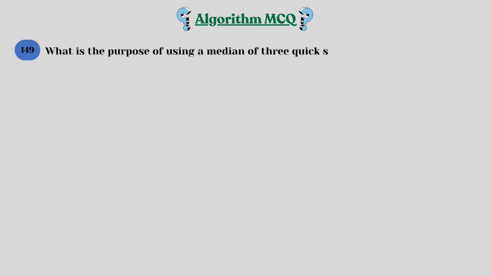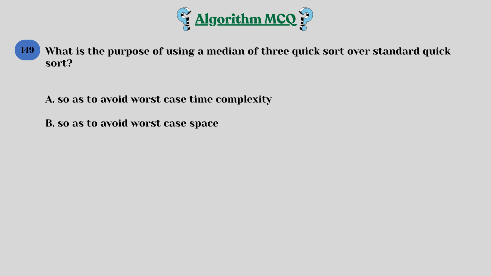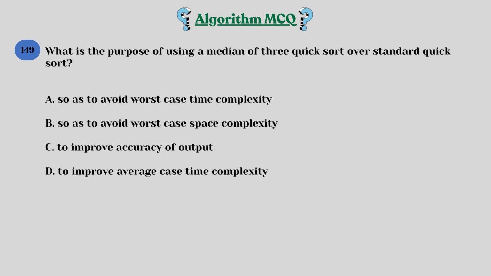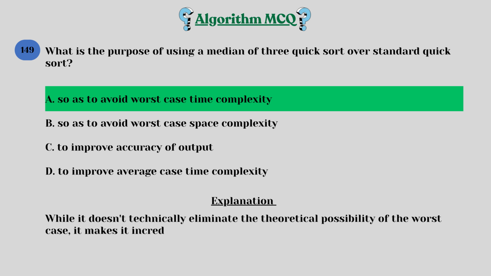What is the purpose of using a median of 3 quicksort over standard quicksort? Correct answer, so as to avoid worst-case time complexity. Explanation: while it doesn't technically eliminate the theoretical possibility of the worst case, it makes it incredibly unlikely to occur in practice.